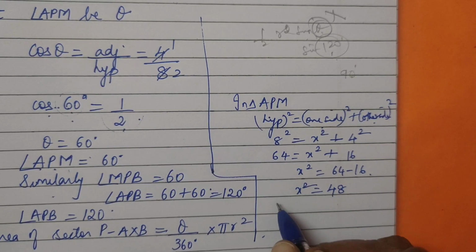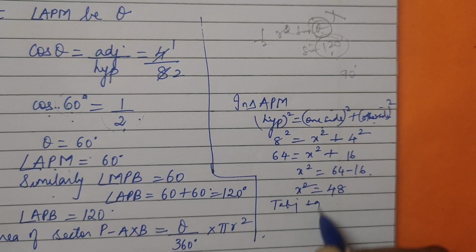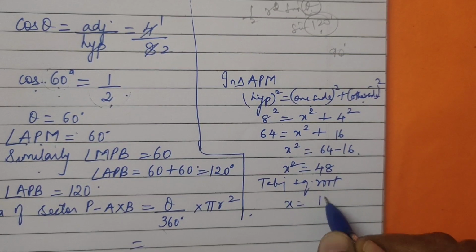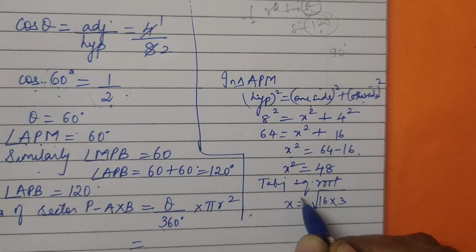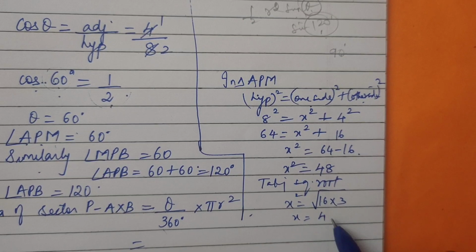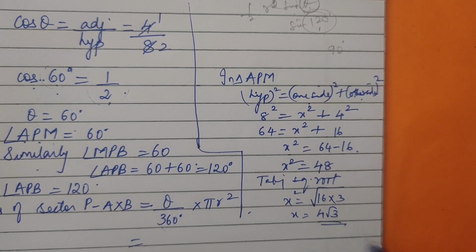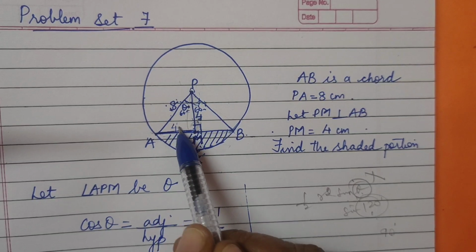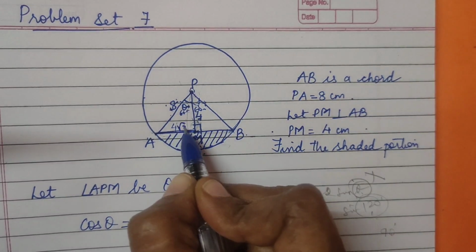So taking the square root on both sides, what will you get? That is x equals, 16 threes are 48, now it is x square, so x equals 4 root 3. So you got 4 root 3. Which part did you get as 4 root 3? This much. This much is 4 root 3, right?